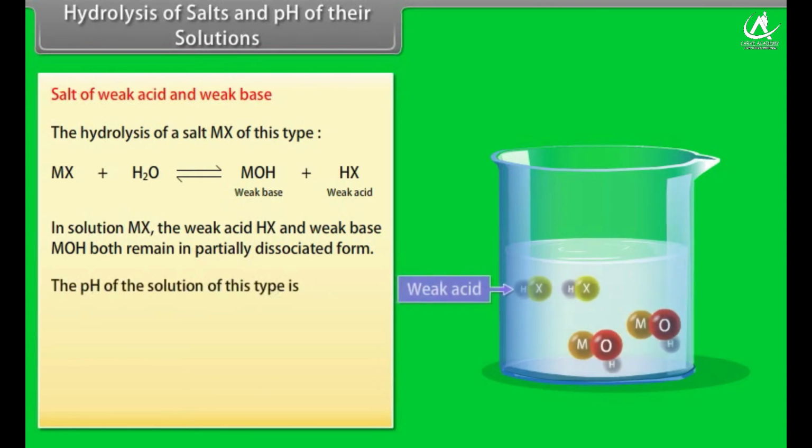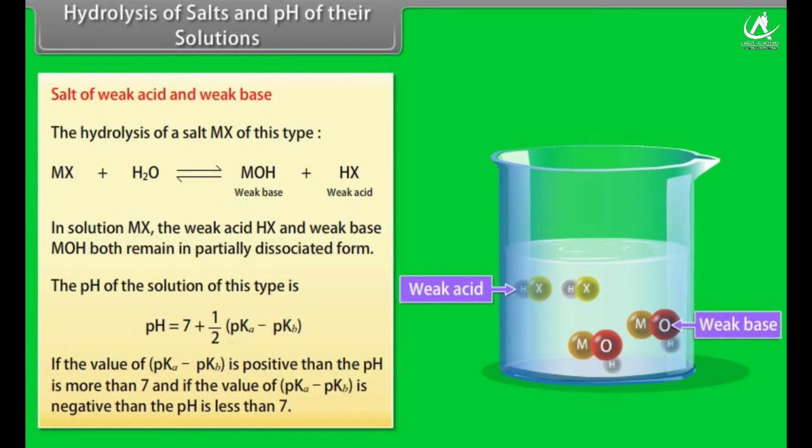The pH of the solution of this type is pH equal to 7 plus 1/2 (pKa minus pKb). If the value of pKa minus pKb is positive, then the pH is more than 7, and if the value of pKa minus pKb is negative, then the pH is less than 7.